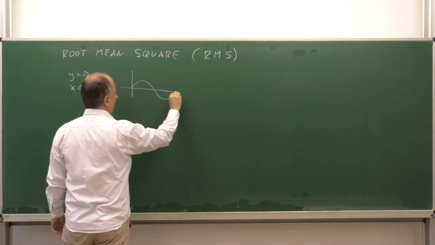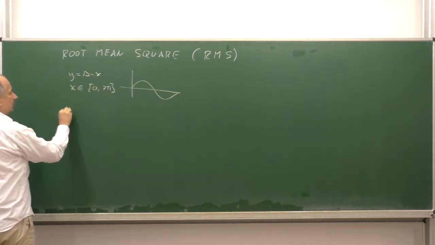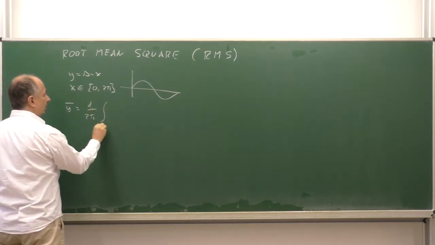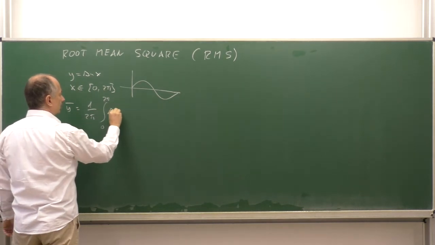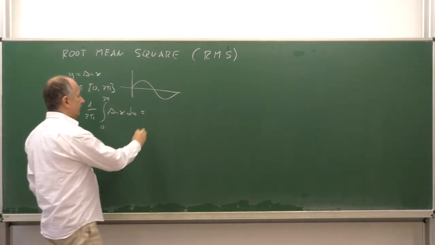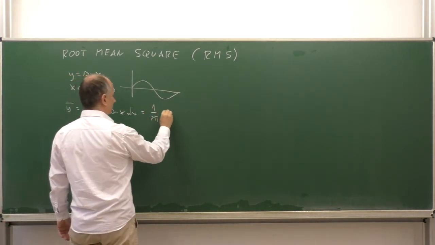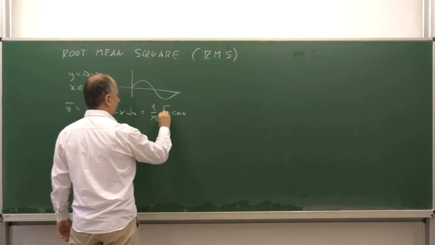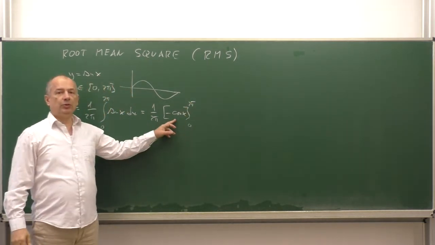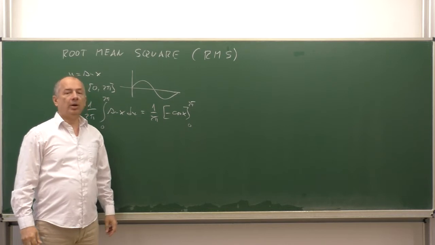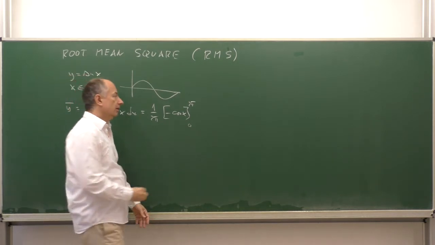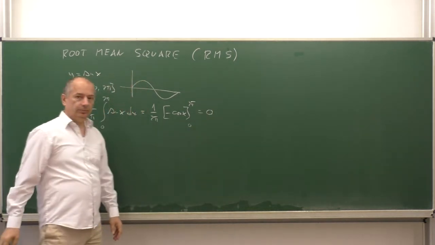The function looks like that, and if we consider the mean value, then it will be 1 over 2 pi, integral from 0 to pi, sine of x dx. We can find an antiderivative, which is minus cosine of x from 0 to 2 pi. But this function is periodic, and at 0 and 2 pi gives the same value, minus 1.